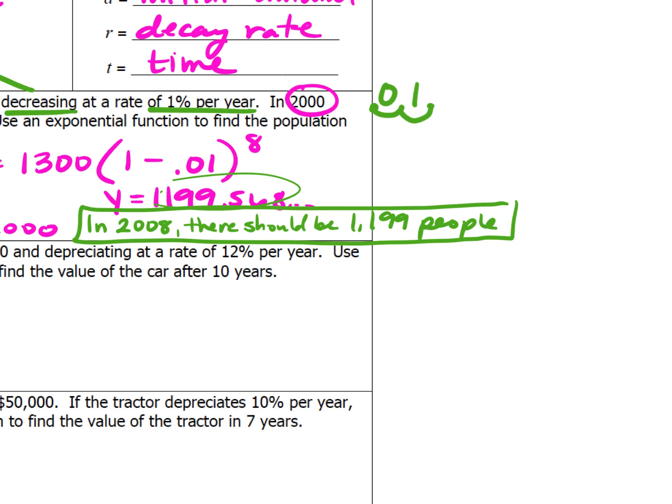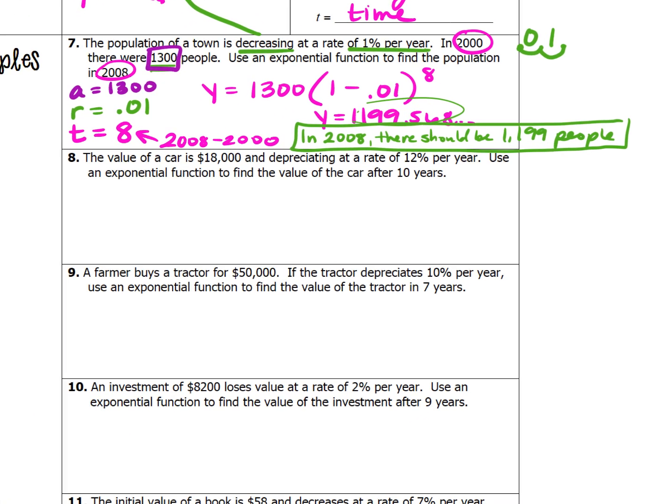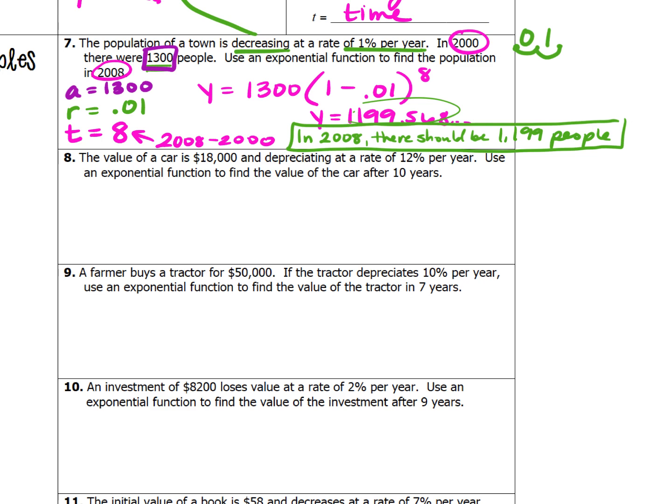So just be aware of what it is you're talking about and what makes sense. If you just said 1,199 people, that would be fine too. But I'm just telling you what exactly I'm talking about in this one. Okay? And if you told me 1,200 people, I wouldn't dock you for that.